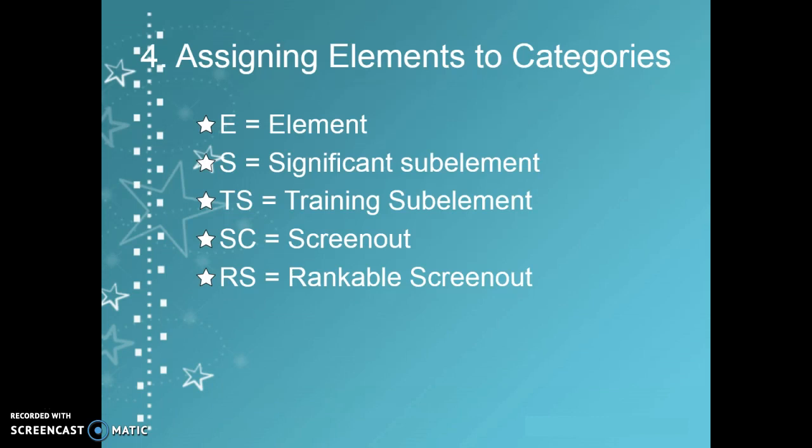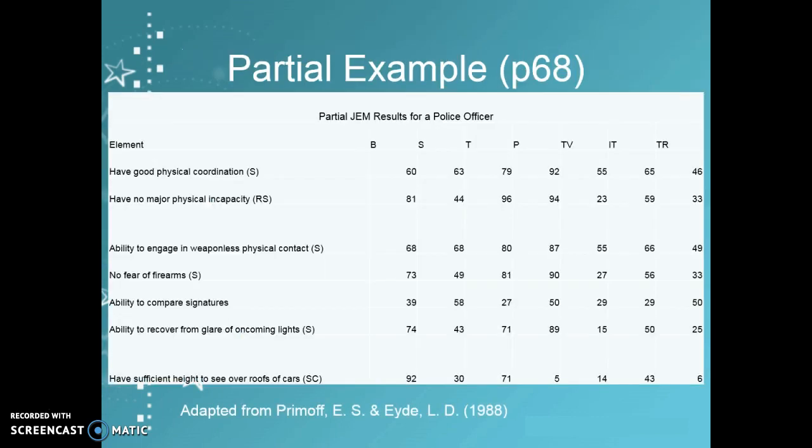SC means screen out. It's a minimum requirement level, and it's marked when B and P are at least 75 and T is 50 or greater. Now remember, when I'm saying the letters, I'm talking about the column headings. So B is, again, barely acceptable. P is practical, and so on.